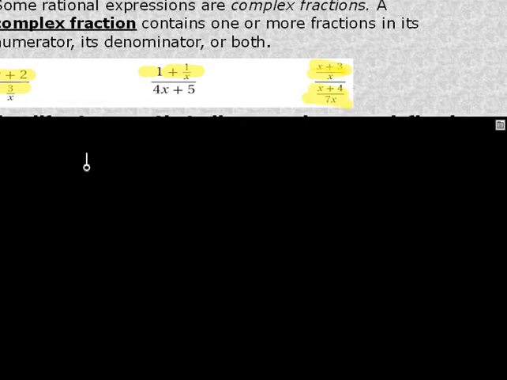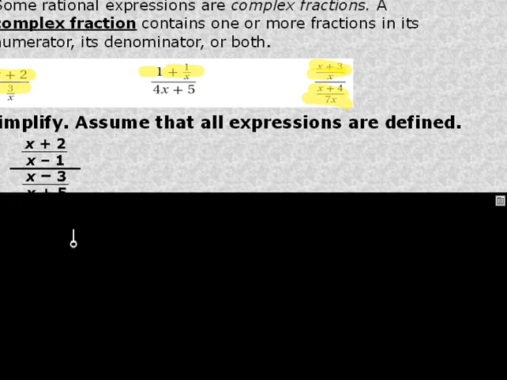Our denominator, however, is a fraction. So we've got a fraction within a fraction. Same here. We have a fraction in the numerator, and here it's got both a fraction in the numerator and denominator. So how are we going to simplify these?